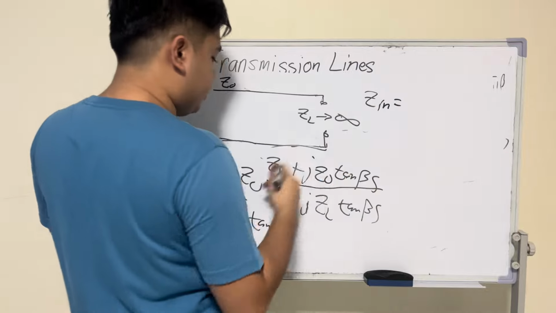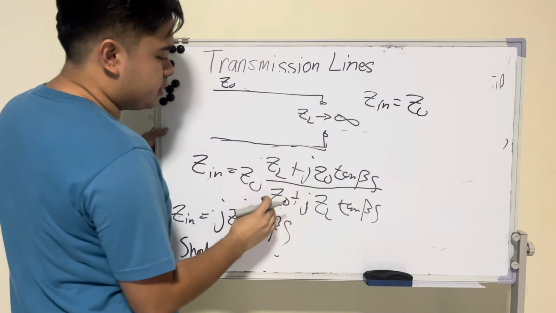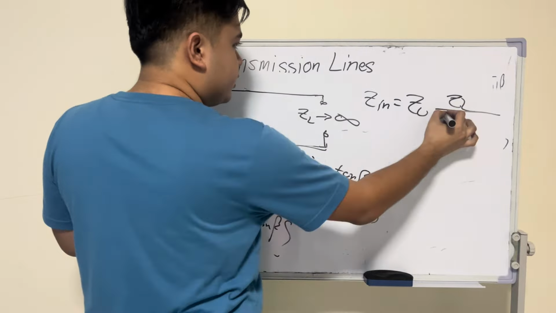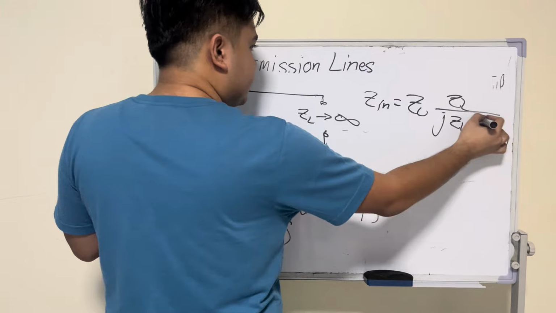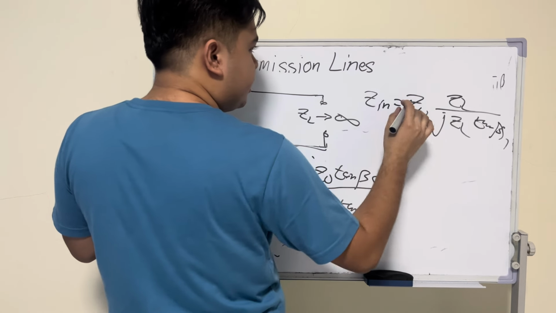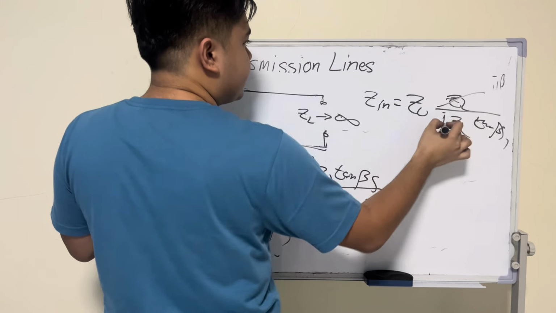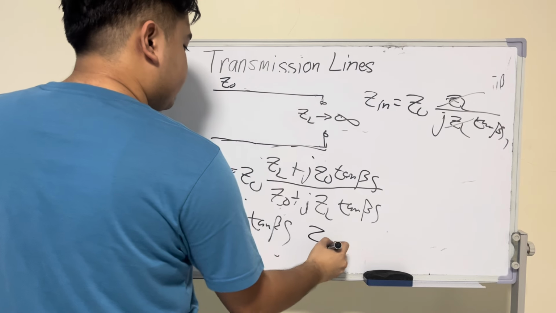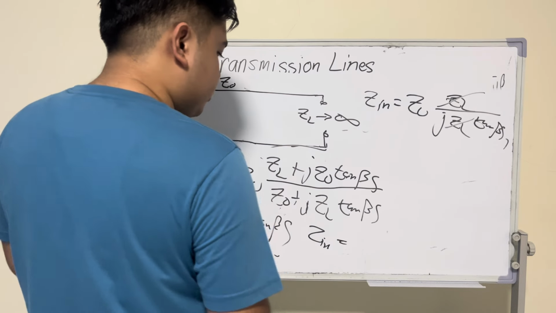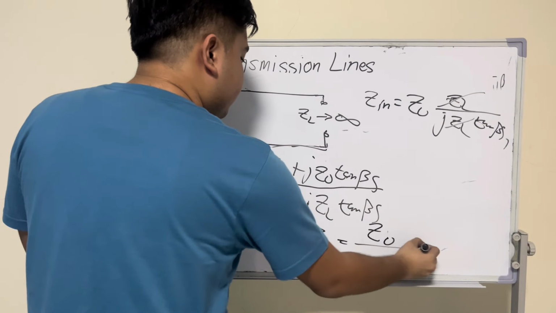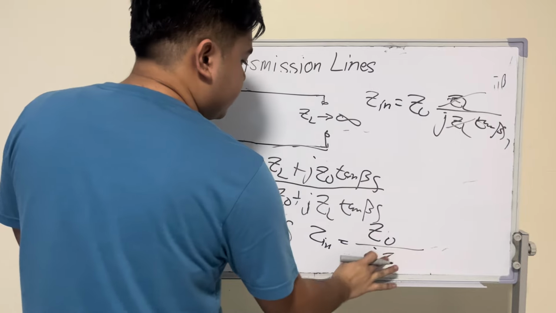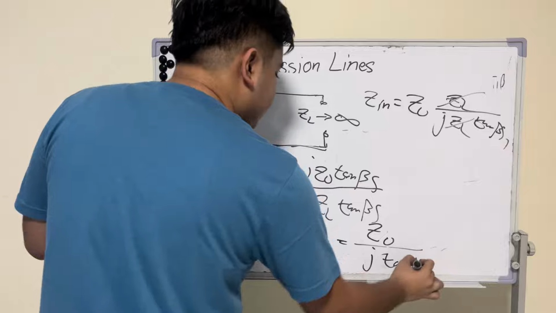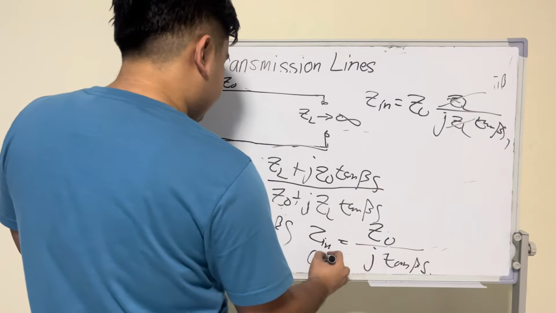So Zin equals, ZO would remain, but the ZOs in here would not remain. So ZL over JZL tangent beta S. If we then cancel the ZLs, we would have Zin equals ZO, characteristic impedance, over no ZLs now because we've cancelled it out, tangent beta S. This is the open case.